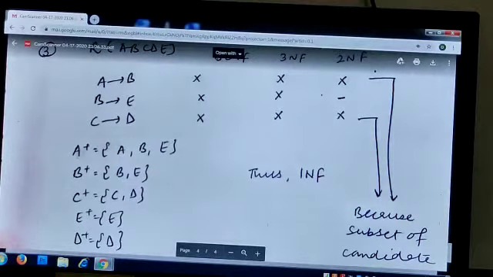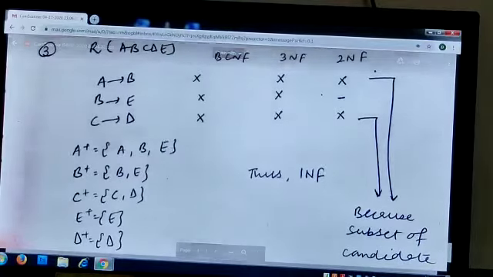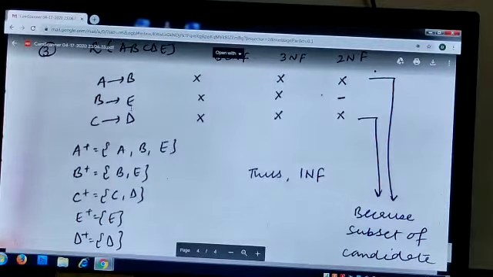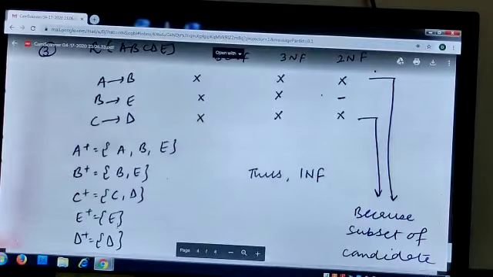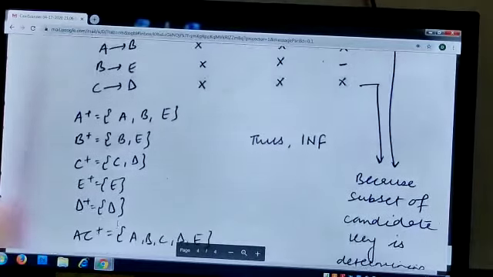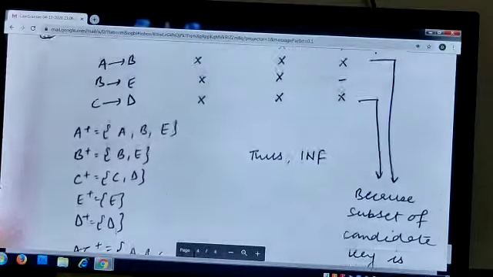That is why in the closure, this plus sign denotes the closure. A plus is giving only A, B and E. Using B, only the attribute E is dependent on B, so we will say B and E. For C, only the attributes C and D. For E, only the attribute E. For D, only the attribute D. You can see AC is the candidate key.